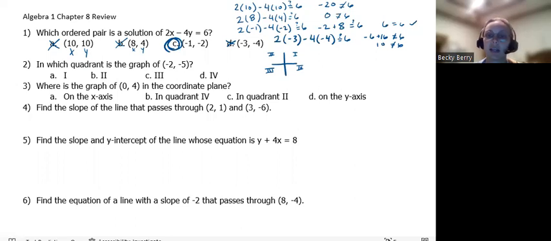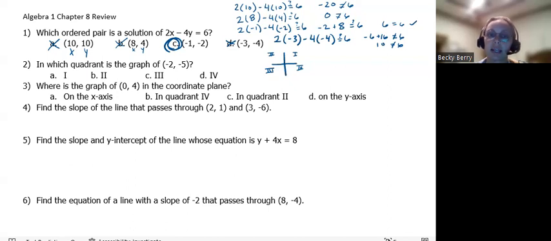If you notice, in quadrant 1, we would always have positive and positive. Positive x values, positive y values. In quadrant 2, we're going to have negative x values, but positive y values. In quadrant 3, everything's negative. We go backwards for the x, we go down for the y. And then in quadrant 4, we're back to positive x's, but negative y's.